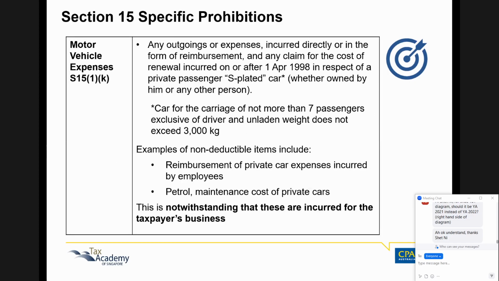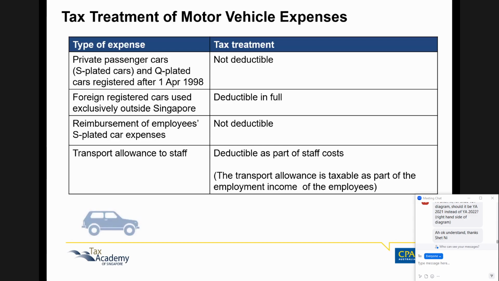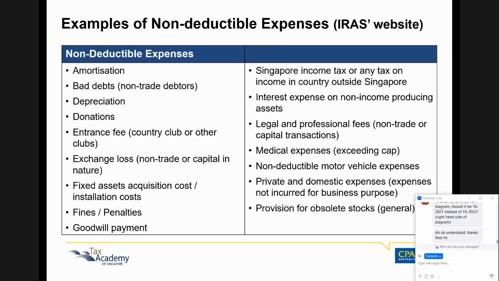Okay, remember this one, 15,1K. Always see people get it wrong because it could be still right for business, but still not deductible. So for all of this, you just remember what the tax treatment is here. I know it's a lot, but I scoped whatever I can scope, but some you still need to know. So all these examples here are already quite nice for you, the commonly seen examples.